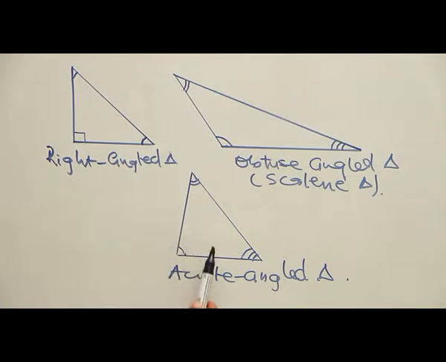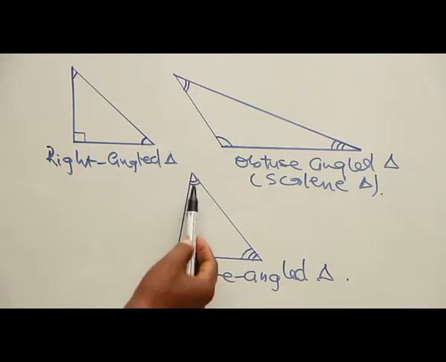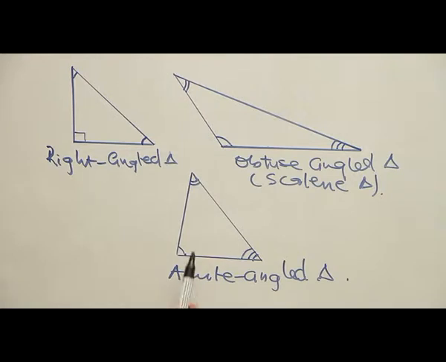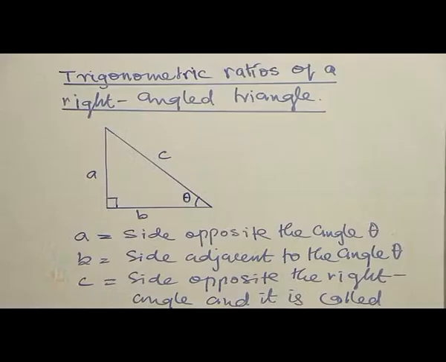The third one is an acute angle triangle, which means that of all the three angles, none of them is more than 90 degrees. They are each less than 90 degrees. And such a triangle is called an acute angled triangle. We have other types of triangles like the equilateral triangle, in which all the angles are equal and all the sides are equal. We shall be treating some of them as we go along.